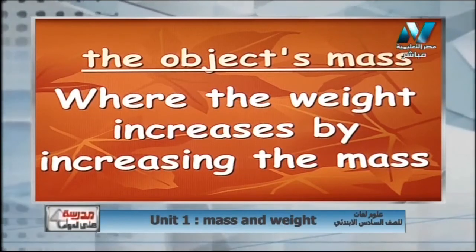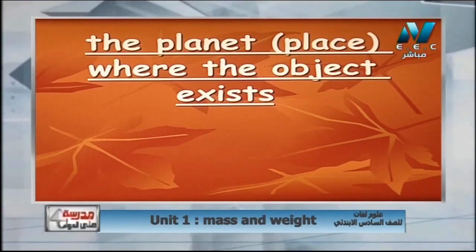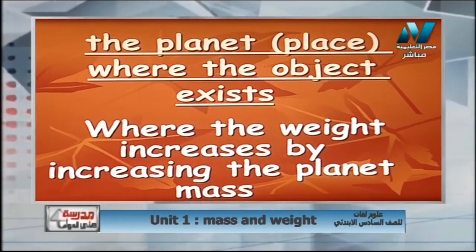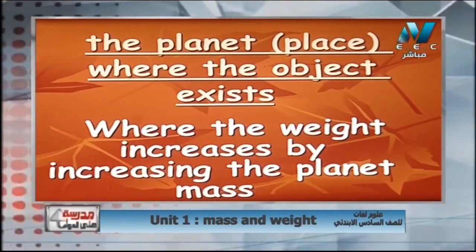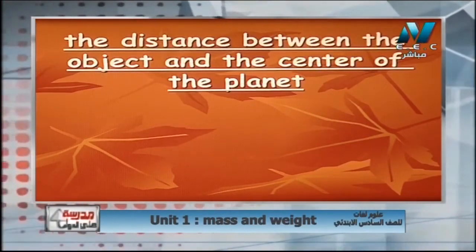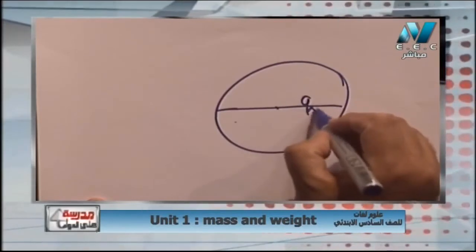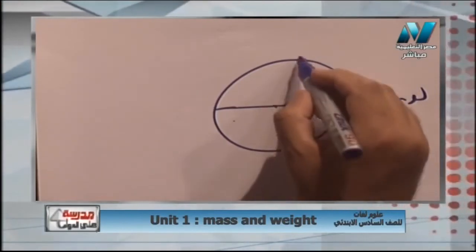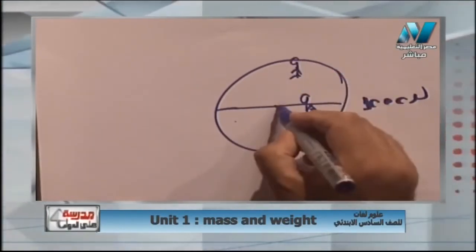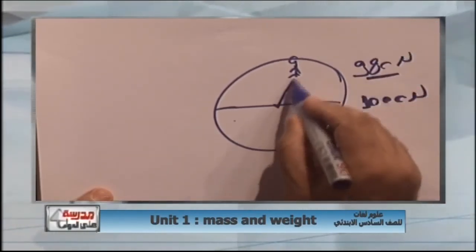الويت بيزيد لما بزود الماس. Another factor is the planet or the place where the object exists, and also where the weight increases by increasing the planet mass. Again يبقى الويت عندي 3 factors بيأثروا عليه هما the mass, the planet and also the distance from the center، المسافة بينه وبين مركز الكوكب. For example نرسم صورة بسرعة كده عشان we have no time now. If it's the center of the earth and someone is standing here, he has weight for example 1000 Newton. If this person transferred to the North Pole، لو راح عند النورث بول بعد عن السنتر يعني، يبقى عنده ويت تقريبا 980 نيوتن. طب ليه الويت هنا بيقل؟ لأن بعدنا عن السنتر اوف ذا ايرث.